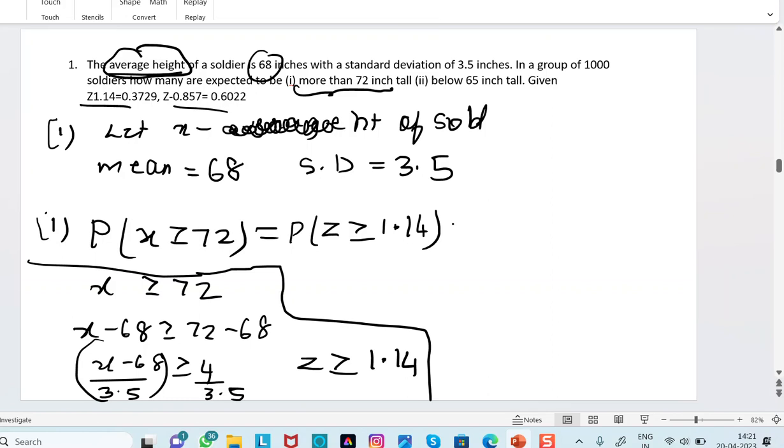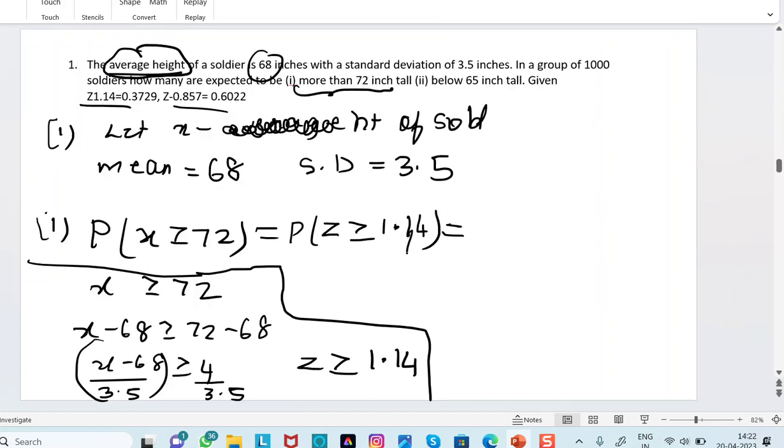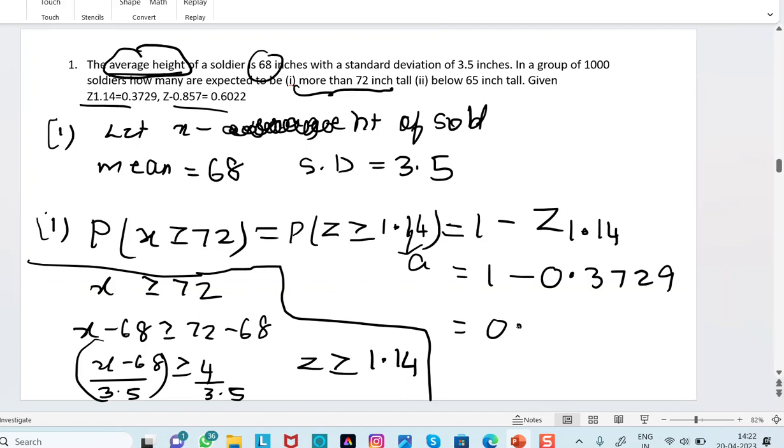Now, once x to z is converted, we find the probability using the formula. The formula to be used is z more than or equal to a, because it resembles this. This is like your a. So this is nothing but 1 minus Z of 1.14, and using the formula, Z of 1.14 is 0.3729, and this will be 0.6271 is the answer. So we have performed two steps. The first step is converting x to z. The second step is finding the probability.